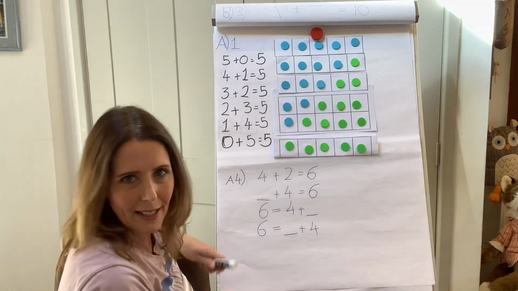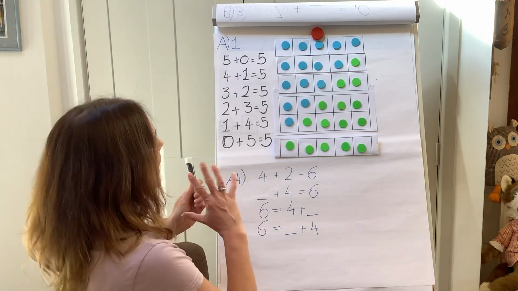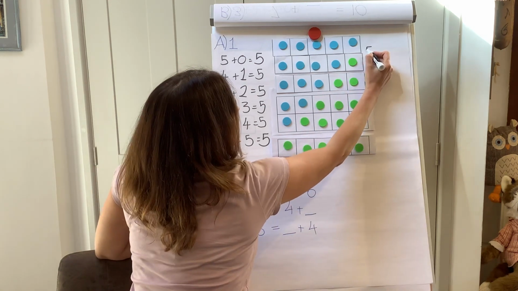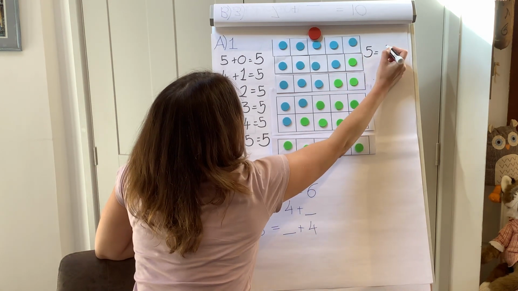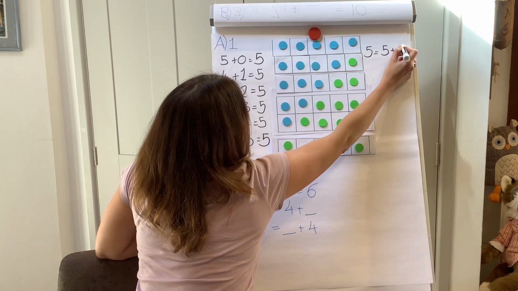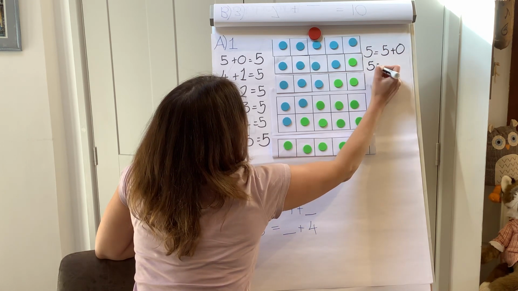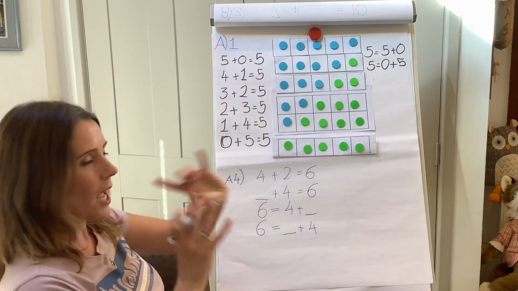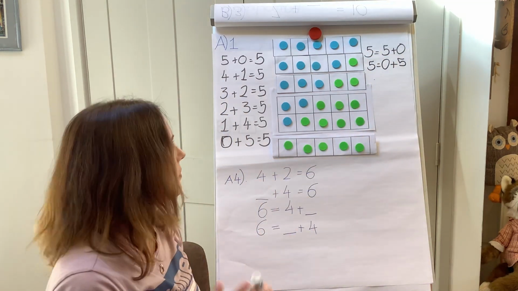Some of you have been really good. You've been making them into the fact families as well. So I've also seen some of you doing this. 5 is equal to 5 and 0, and 5 is equal to 0 and 5. So you've been changing the order of the sentence, which is fantastic maths.